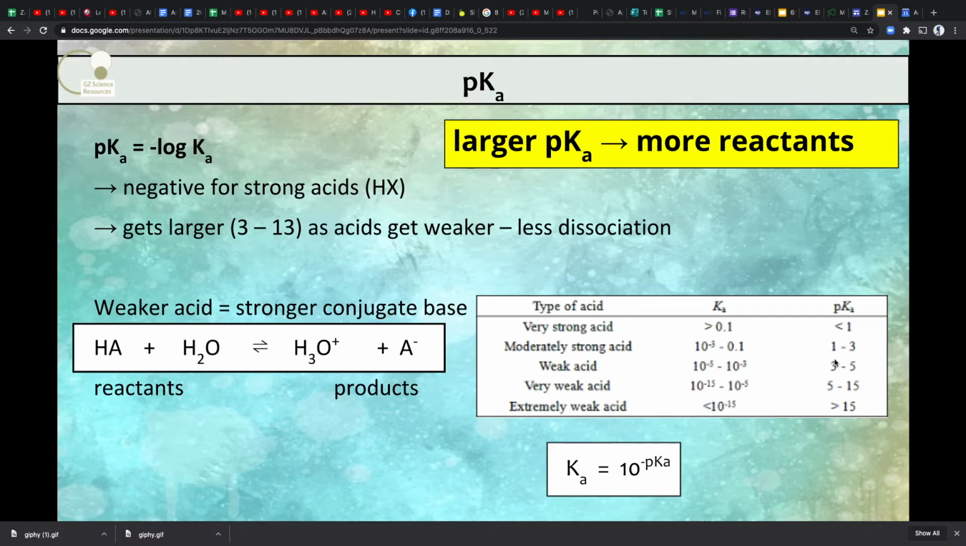Is there a basic constant? Yes, there is. There is something called K sub B for bases, but we talk about it less.